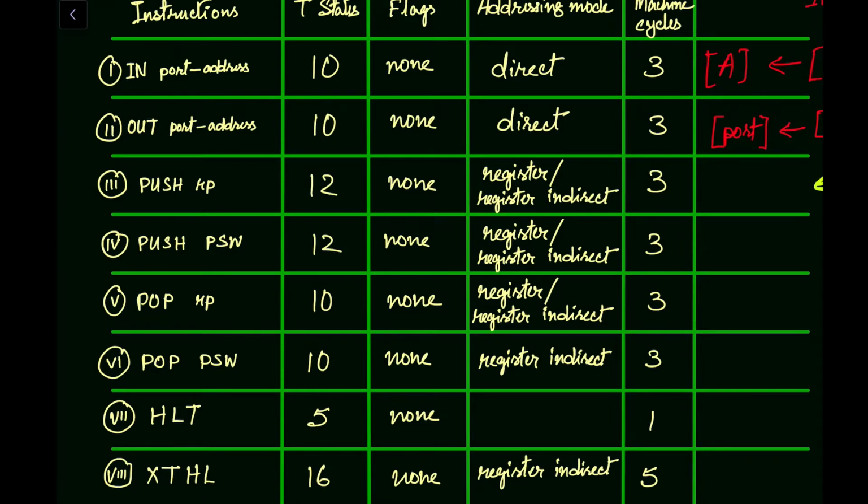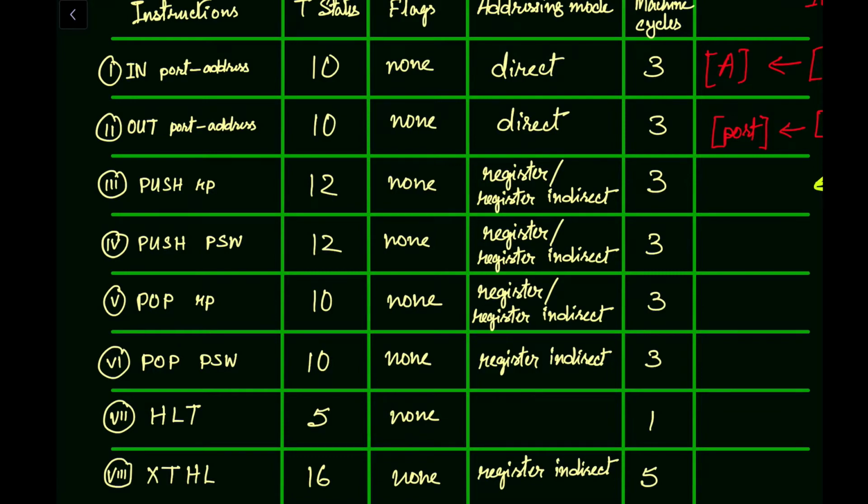Here PSW stands for program status word. Here we have to keep in mind that the content of the accumulator will be pushed into the stack. The content of the status flags are also pushed into the stack. What do we understand by this? Pushed into the stack means we have two operations. One is the content of the accumulator will be pushed into the stack.